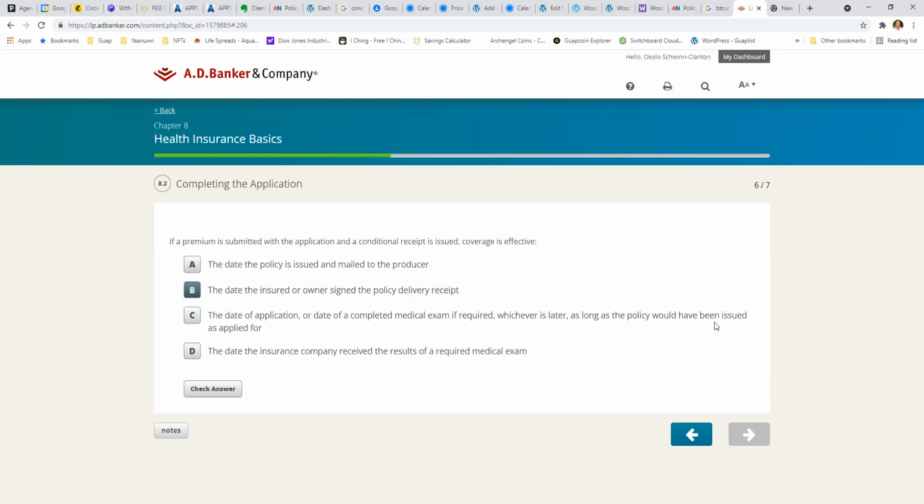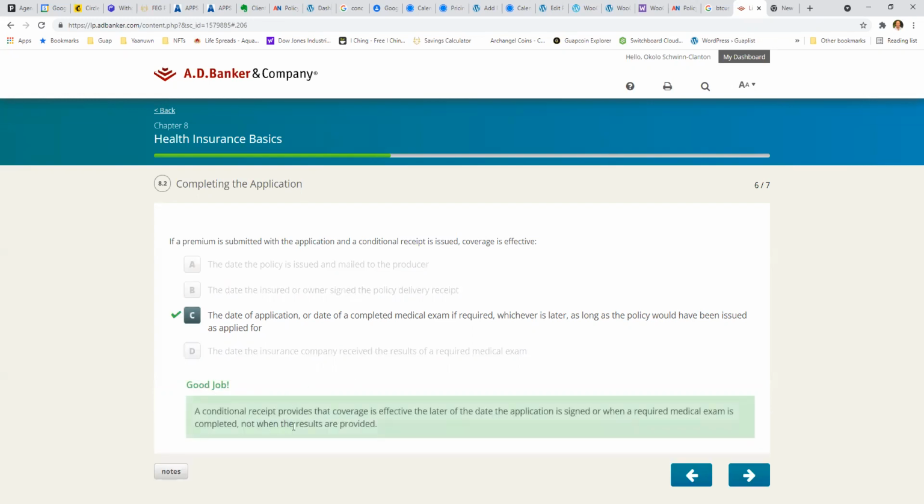Anybody else seen this before? Have you ever seen this, Ashton? Anyone have a guess? B or C? I think this is the most logical. It can't be this date because what if the person doesn't get approved? The only one that mentions if it had been issued is C. So I'm going to go out on a limb and say it's C.